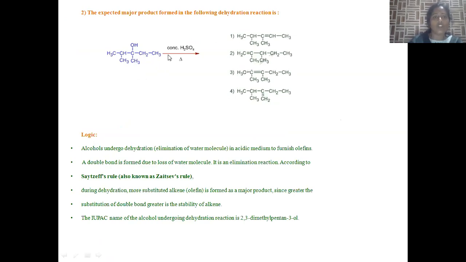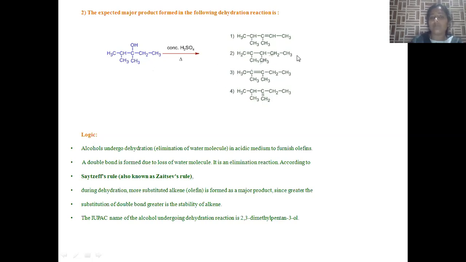It may remove water from two adjacent carbon atoms. When we remove water from these two carbons, we will get the product of the second kind. If we remove water from these two, the formation of a carbon-carbon double bond is possible. That is the second option. Another possibility is that we can remove water from this carbon and this branched carbon also. Here we have another possibility, but let us see which is the actual required product among the four options given.